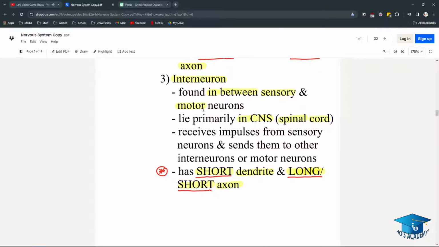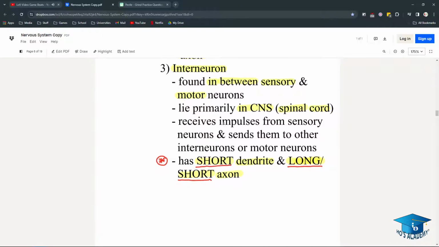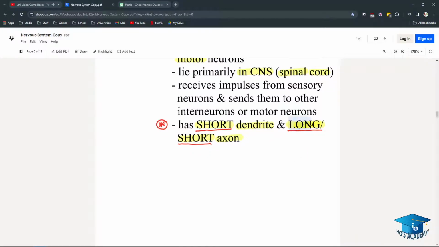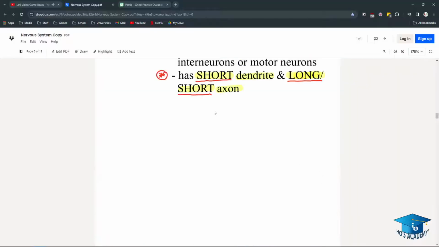Interneurons are found in between the sensory and motor neurons, and they're mostly in the spinal cord. They receive signals from the sensory neurons and send them to other interneurons or motor neurons. They have a short dendrite and a long or short axon, but more usually they have a long axon because they need to send signals.